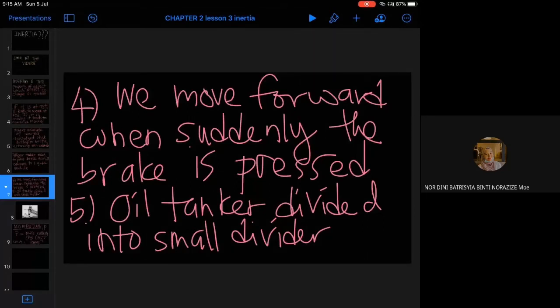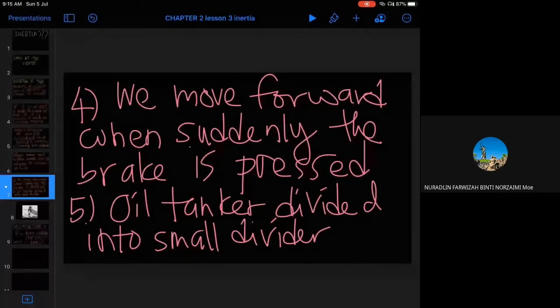Did I make myself clear about inertia? Yes. Clear. Ada lagi situasi inertia yang you nak tanya, ataupun ada situasi contoh dalam kehidupan harian yang you rasa betul ke ini adalah inertia? So you can ask. Ada tak?